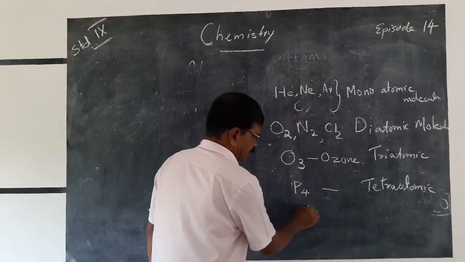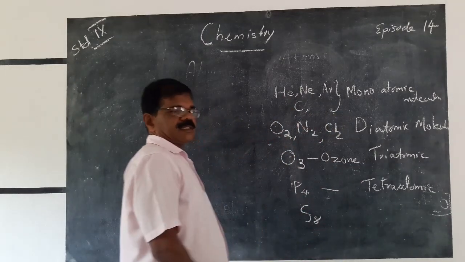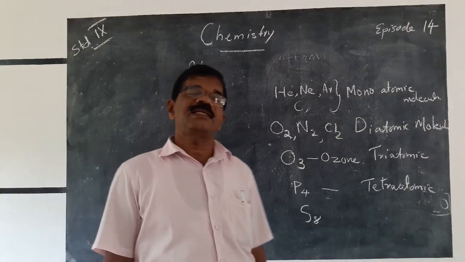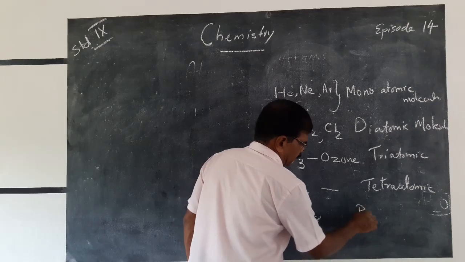But in the case of sulfur, there are 8 atoms. In the sulfur molecule, 8 atoms are linked together. They are called polyatomic molecules.